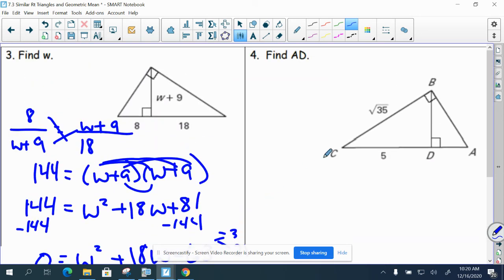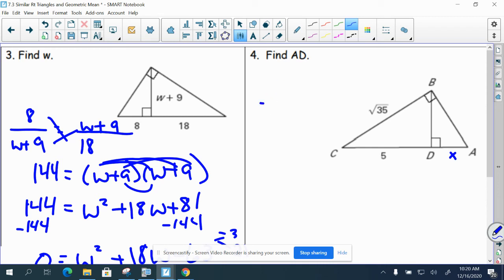All right, AD. Find AD. So AD is an altitude. Oh, sorry, no, AD is not an altitude. AD is this part. Okay, so there are a couple ways that we could do this. We've got this leg here, so we're going to use a leg theorem because we don't know what the altitude is. Let's go ahead and set up our leg theorem.